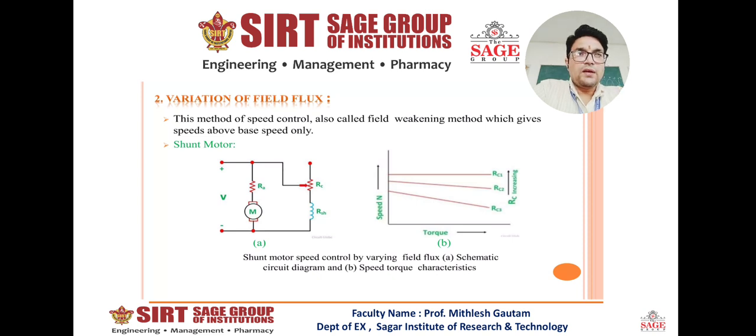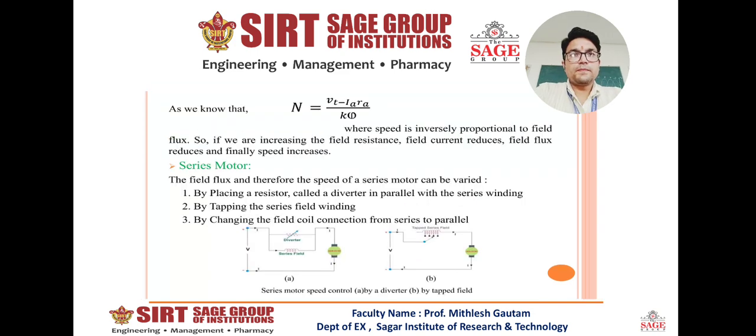This is the circuit diagram for the shunt motor and the characteristics, the characteristic between speed and torque. As we know, the speed is equal to Vt minus IR upon K phi, where speed is inversely proportional to the field flux. So if we increase the field resistance, field current reduces, field flux reduces, and finally speed increases.